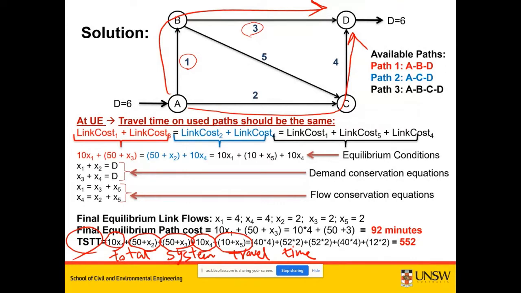If you put the associated link volumes into these travel time functions, and if you sum them up, you get something called total system travel time. And that is one performance measure that we'll get to see later in today's lecture. When we want to solve the system optimal problem, we will actually try to minimize this total system travel time, or TSTT.